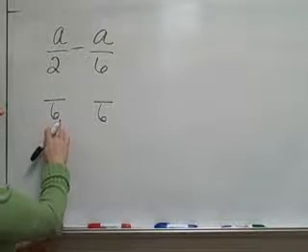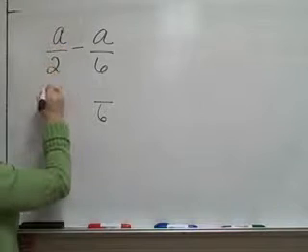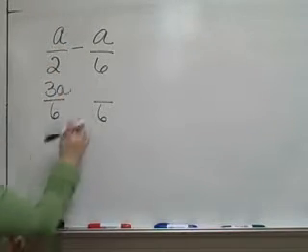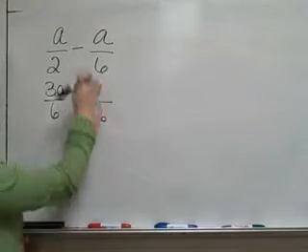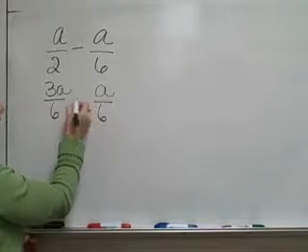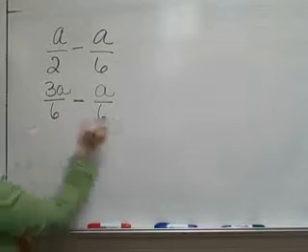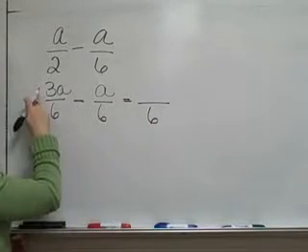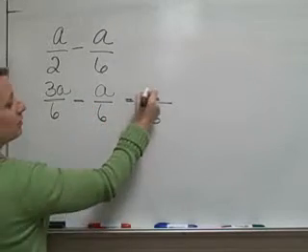2 goes into 6 3 times. So 3 times A is 3A, right? 3 times A. The 6 is fine the way it is, so I actually just leave that alone. Don't forget it's a subtract problem. And now my denominator stays the same. What is 3 A's minus 1A?